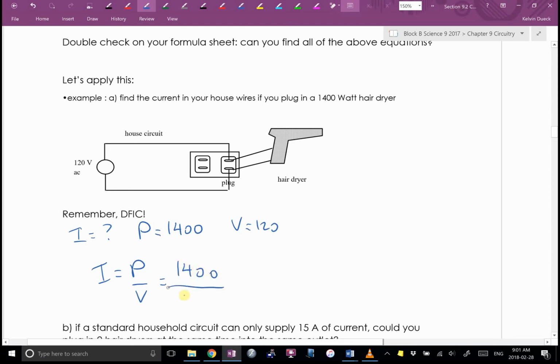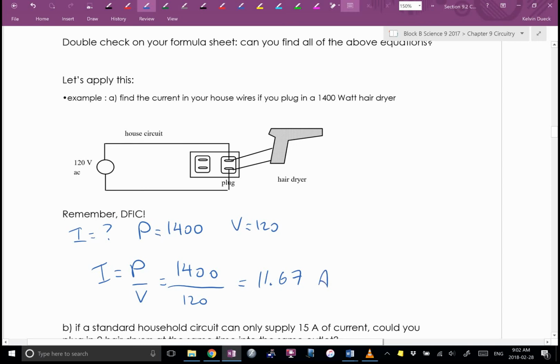1,400 divided by 120. How many amps does this hairdryer need to run? 0.6 or 0.7? We're going to round off properly. Is it 6 repeating? So let's go 11.67. I said to 2 decimal places when in doubt, and amps.